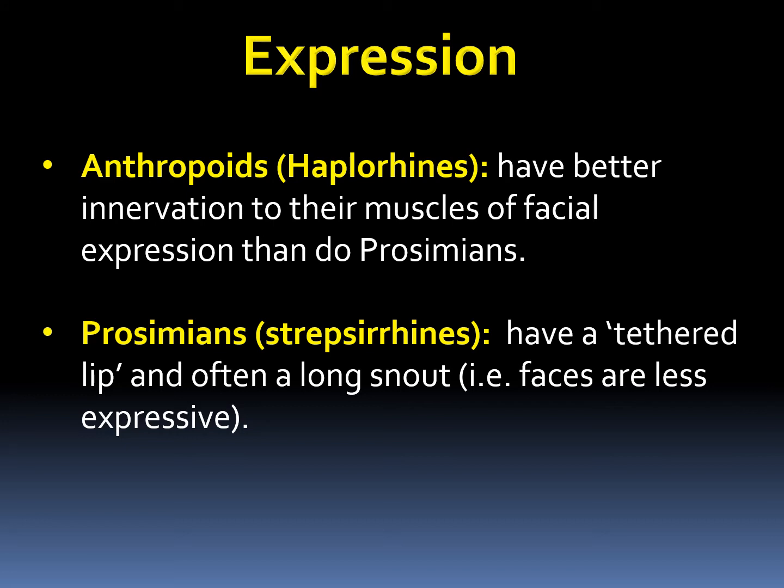There is a difference in expression that we see between anthropoids versus strepsirrhines or prosimians. Haplorhines have better innervation to their facial muscles and have the ability to have better expression of emotion than prosimians do. Prosimians, on the other hand, have that tethered lip, that frenulum in their snout, and often have a very long snout, which means that their faces are less expressive.